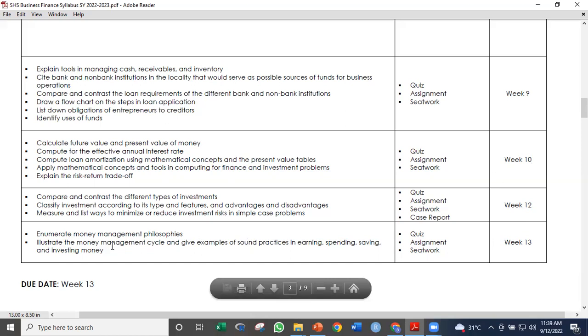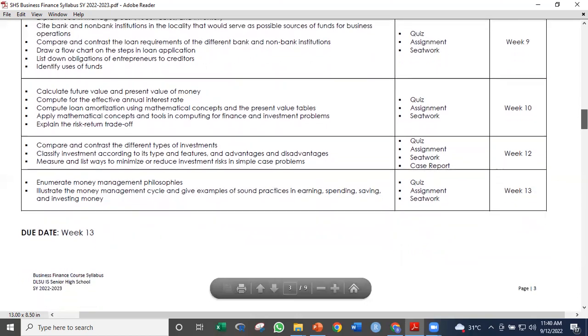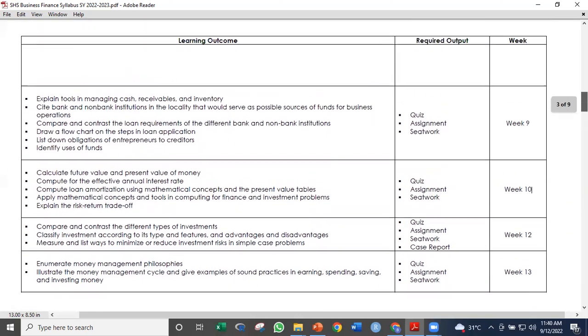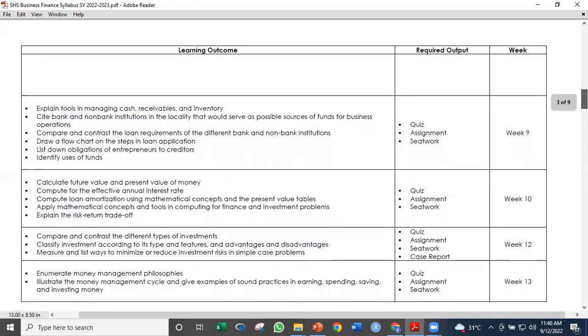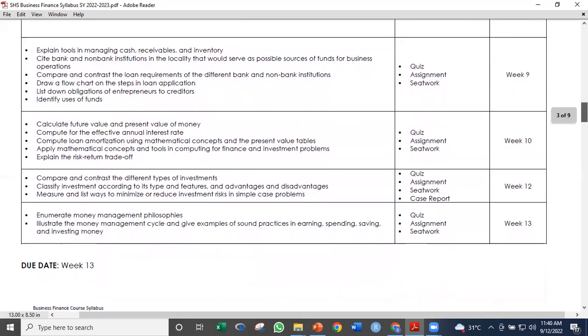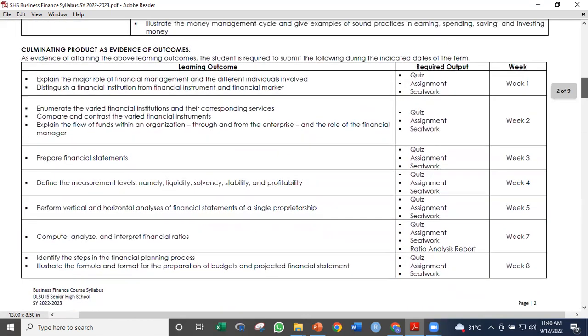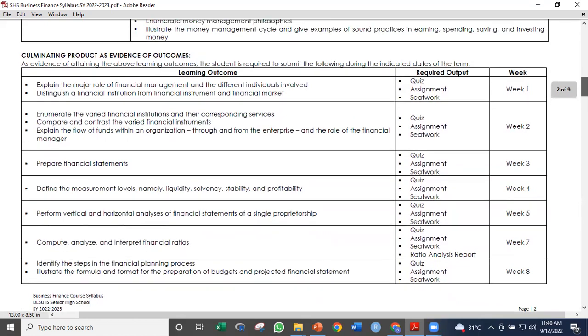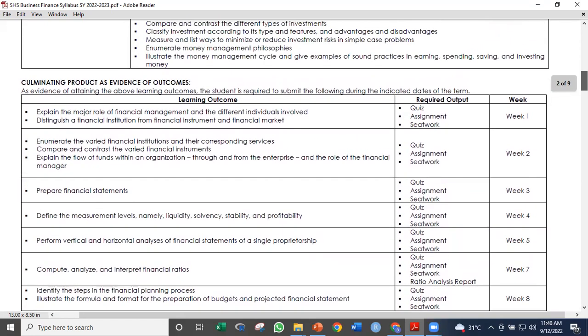Okay, and then lastly, you'll have management policies, the money management cycle. Okay, it's all about savings, earning, spending, saving, and investing money. So this is the full gamut of our BUSIFIN class. Okay, it's really a challenge because from my experience, I have difficulty really squeezing into one term all these topics, but we'll try to manage our lessons.